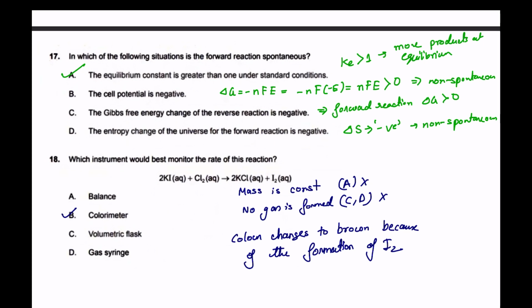Cell potential is negative. If cell potential is negative, your delta G becomes positive, because delta G is minus nFE. If E is negative, this entire term delta G becomes positive, greater than 0. Now if delta G is greater than 0, obviously your reaction is non-spontaneous. So option B is not the correct answer.